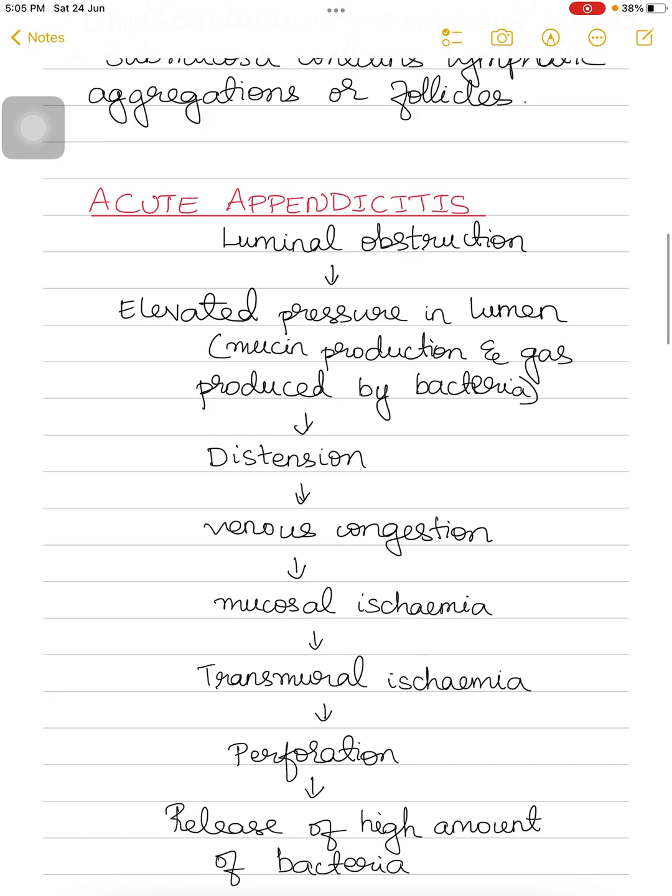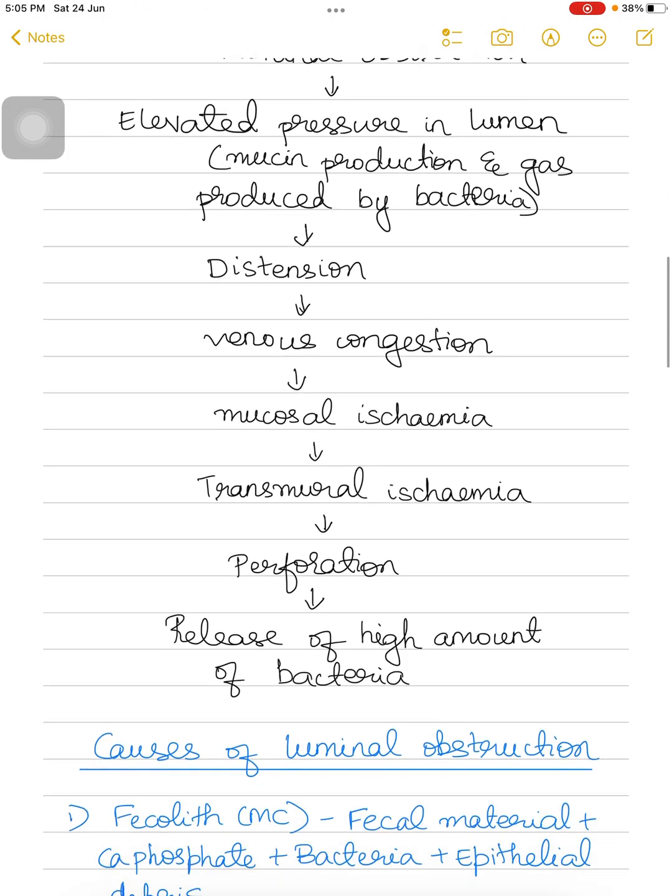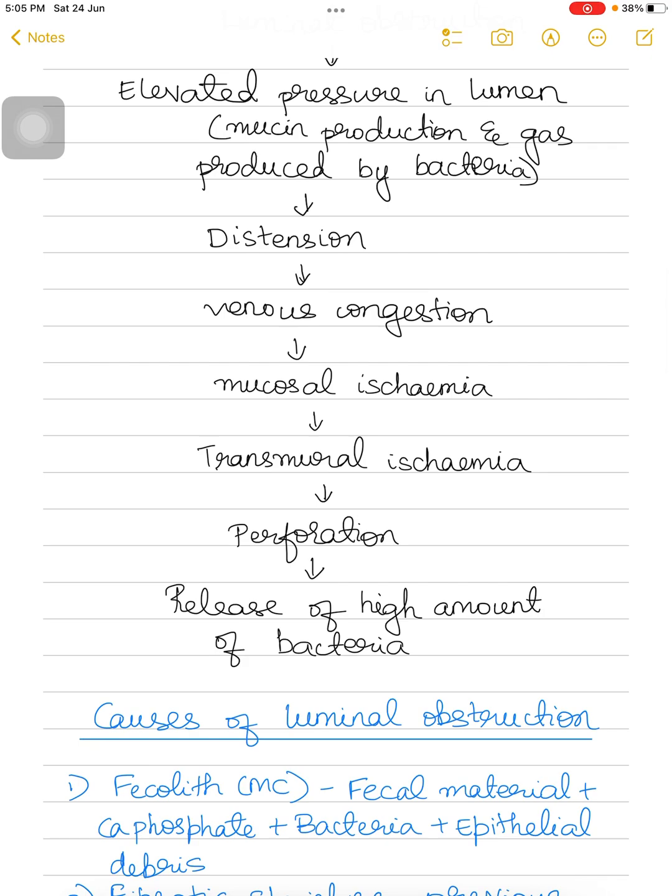So we'll go on to acute appendicitis. The first step is luminal obstruction. When the lumen of the appendix is occluded, there will be elevated pressure in the lumen because of the increased mucin production by the goblet cells and the gas produced by the bacteria, which causes distension, in turn causing venous congestion and mucosal ischemia, which in turn causes transmural ischemia and perforation of the appendix. Once the appendix gets perforated, there will be release of a high amount of bacteria, mainly gram-negative and anaerobes.